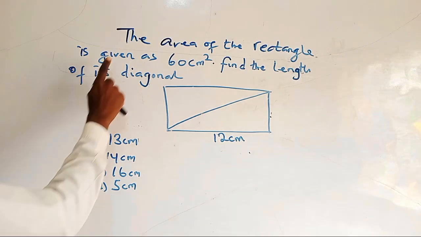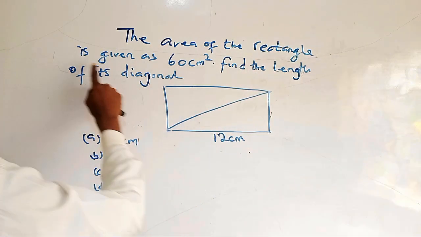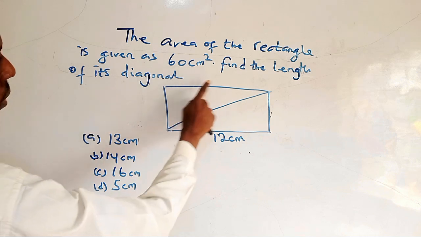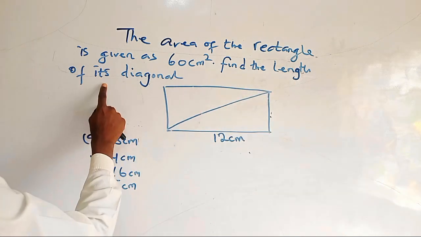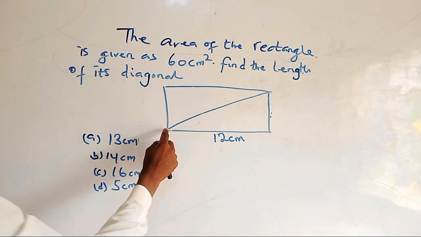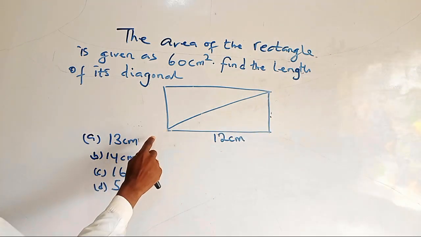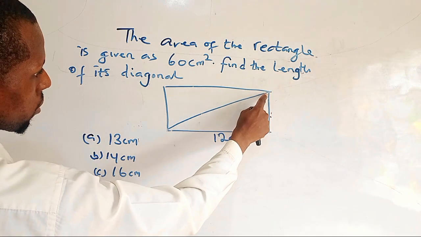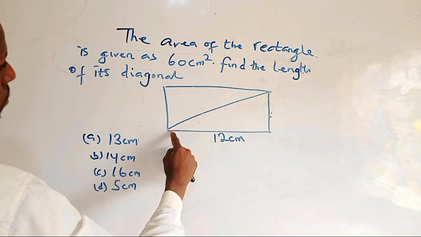The question says the area of the rectangle is given as 60 centimeters square. Find the length of its diagonal. This is a rectangle, okay? So this is the diagonal line. A diagonal line links an angle to the opposite angle, okay?